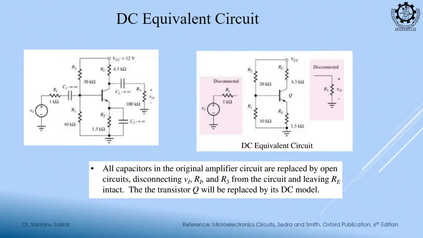This is the complete circuit and this is our DC equivalent circuit. What we have done is we have considered the capacitor open, and these two portions are disconnected. We will only consider this circuit. Now, what is our objective? If VCC is given and a few parameters are given, our objective is to figure out the value of R2, the value of R1, and so on.